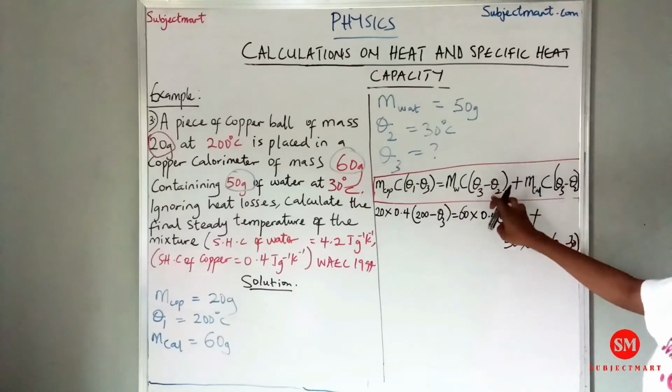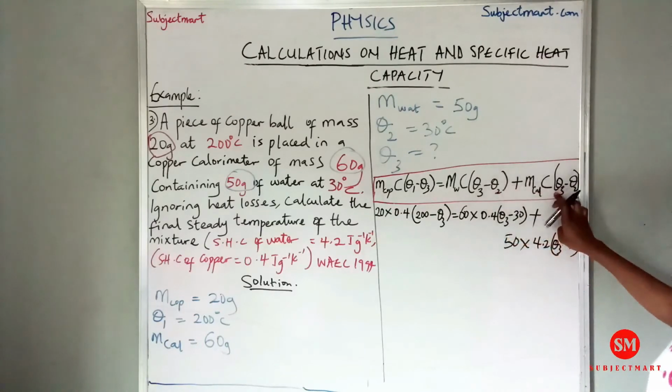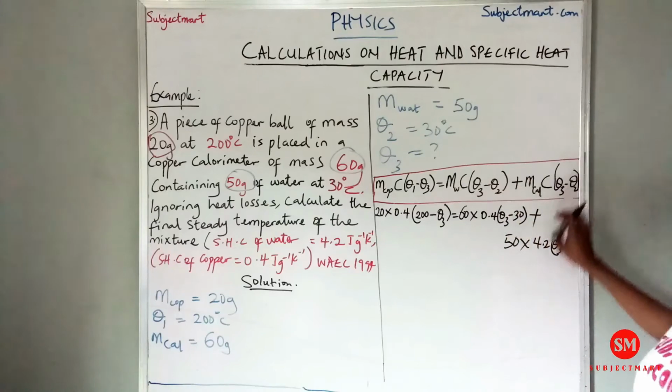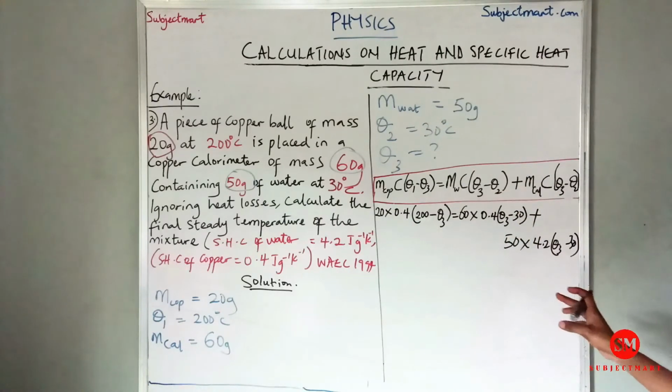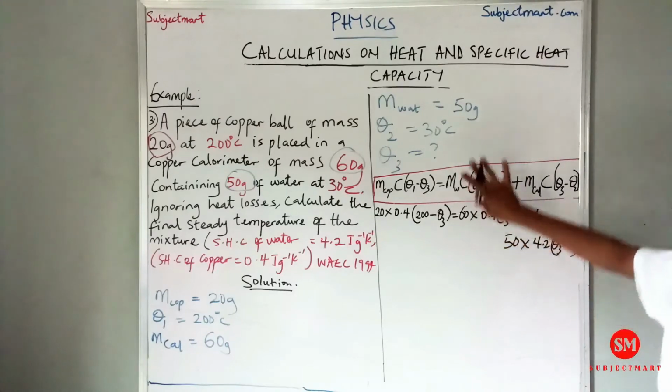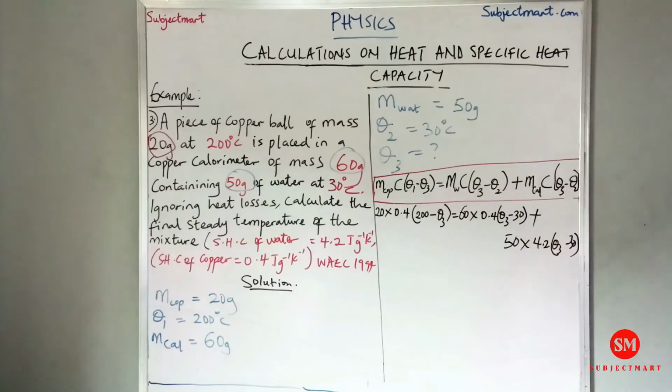It doesn't matter. I can decide to put calorimeter here, put water here, or water here, calorimeter here. Either way, it's still the same thing. The most important thing is that the water and calorimeter are on one side, while the solid is on the other side. Okay?